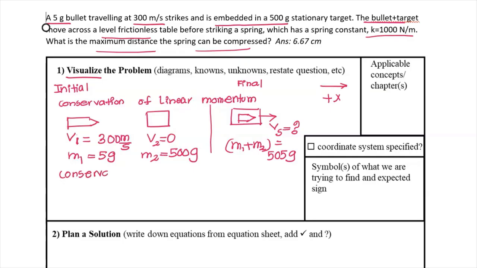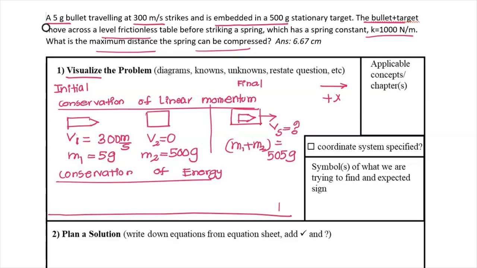And for the second part of the motion, we cannot use conservation of linear momentum. Why? Because there's an external force acting on the system. What is this external force? The reason is, if you look at the spring, there's a fixed end to the spring, and from that fixed end, there's an external force acting on the system.